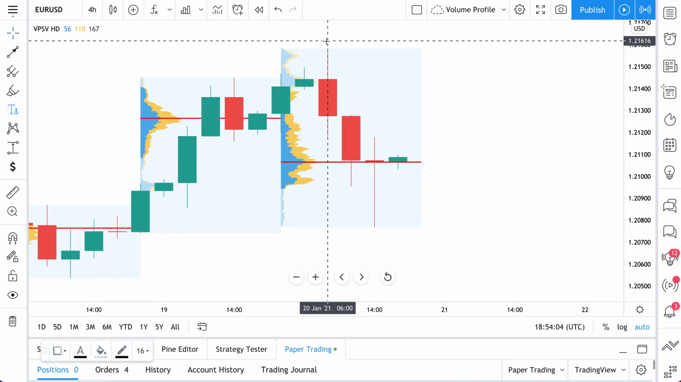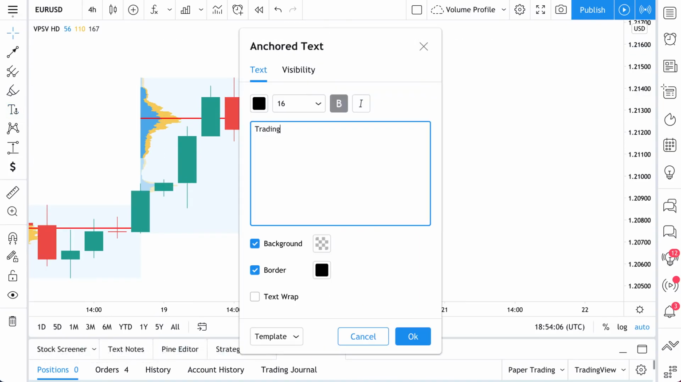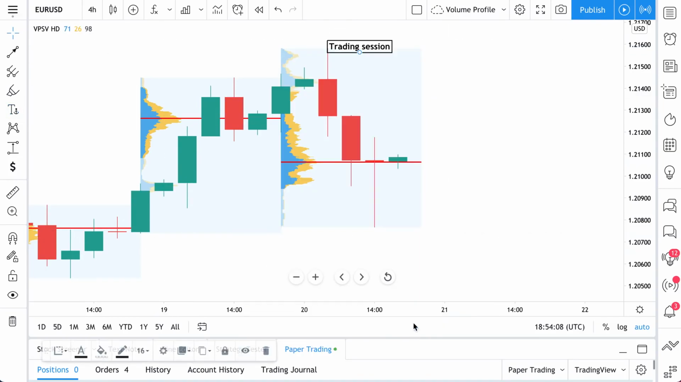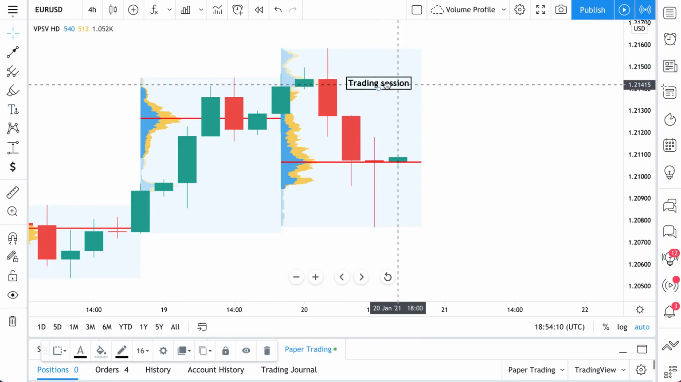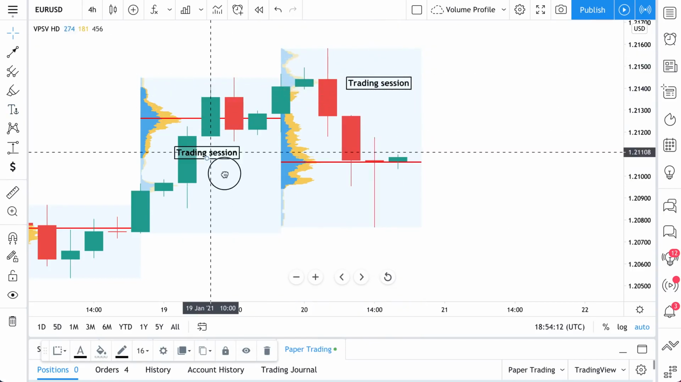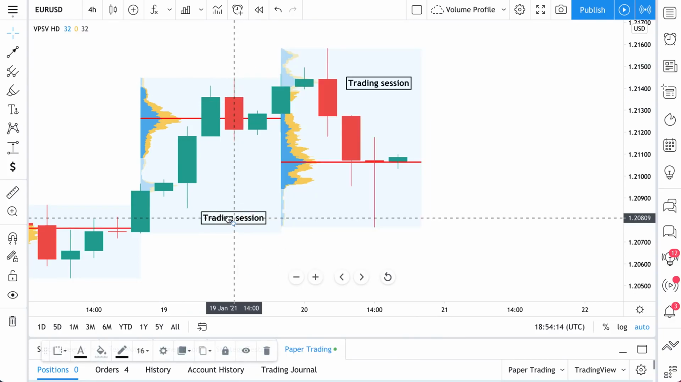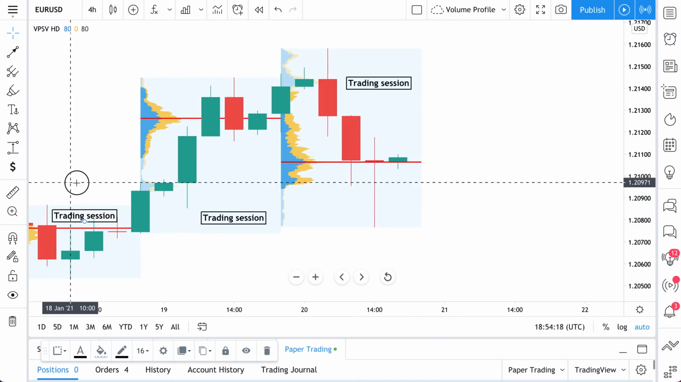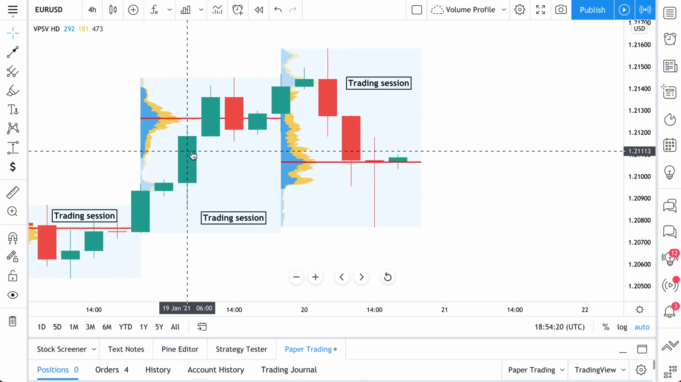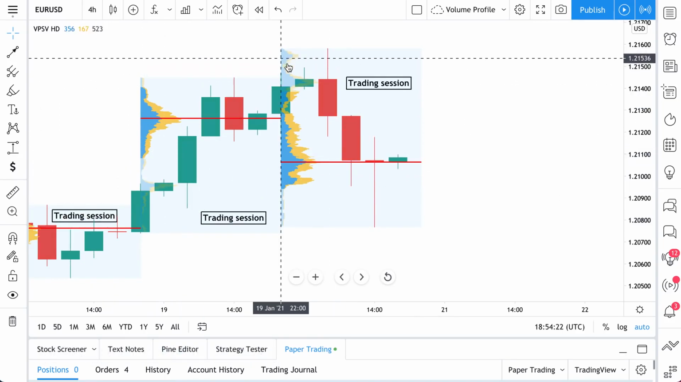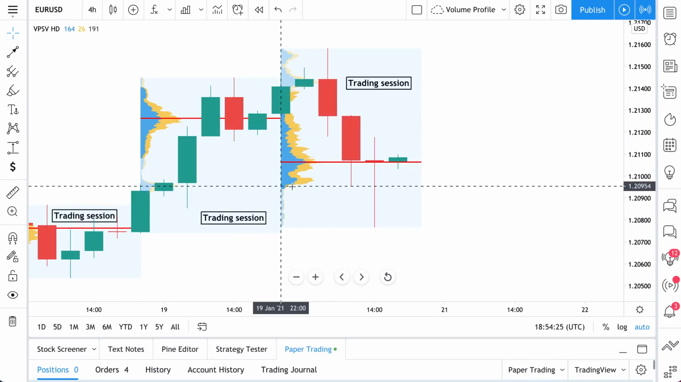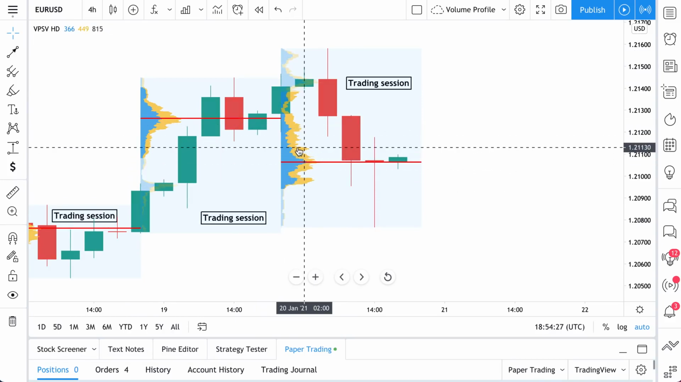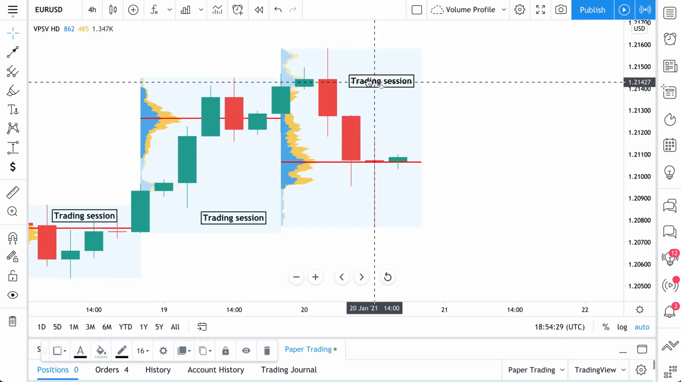We'll actually write this note. This is a trading session. So this is a single trading session, this blue area. This is another trading session. So you get what we're saying? And then, of course, this is another trading session. So each blue area is a trading session, and these volume profiles are telling you where the most trading happened at a price level within this session.